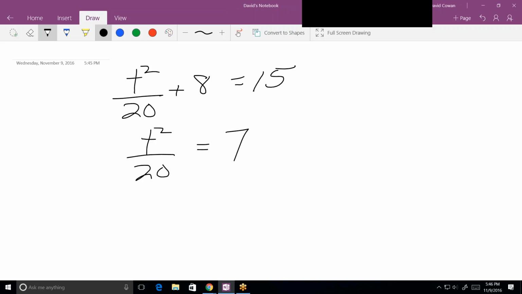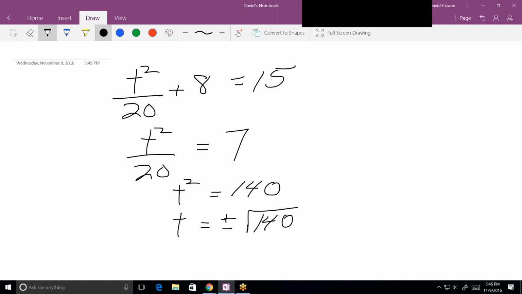Could you multiply everything by 20? So we have t squared equals 140. Now, square root both sides. What's t equal to? So t is equal to plus or minus. Let's write it like that and then see if it can be reduced.